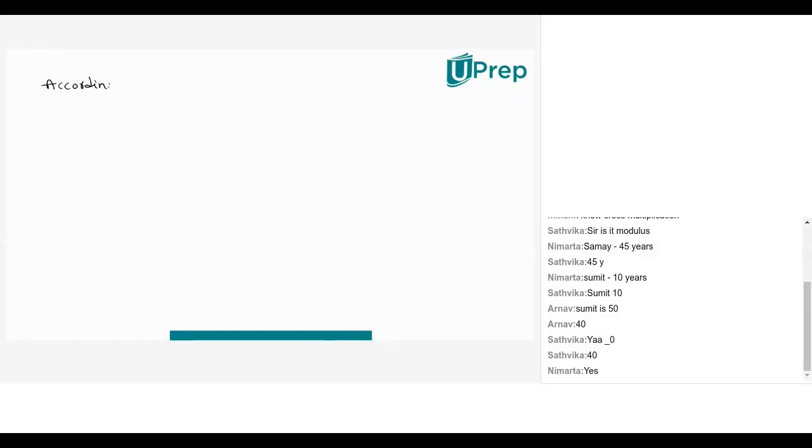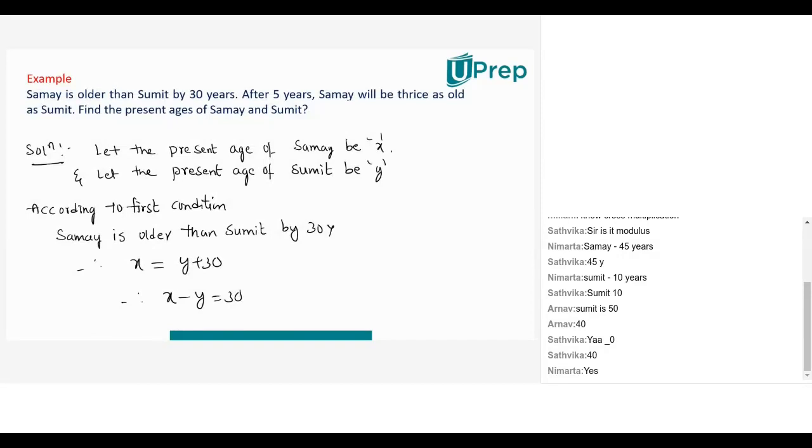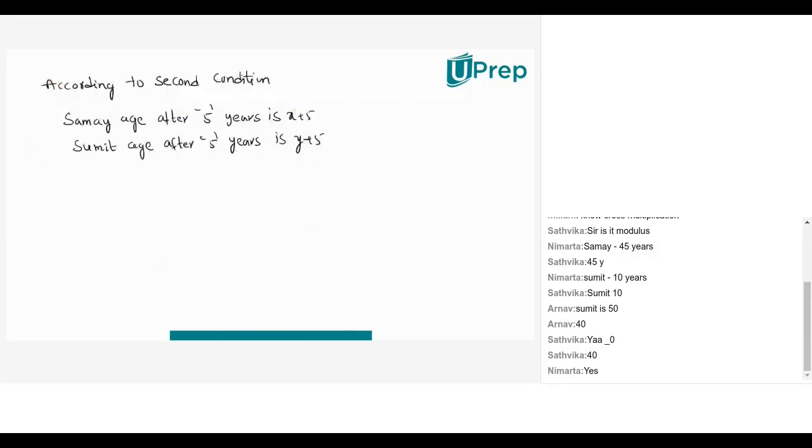According to the second condition, Samay's age after 5 years is obviously x plus 5. Samit's age after 5 years is y plus 5. Yes or no? What is it saying after 5 years? Samay will be thrice as old as Samit.